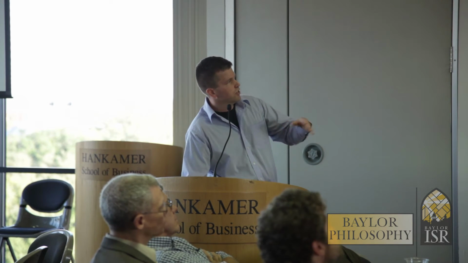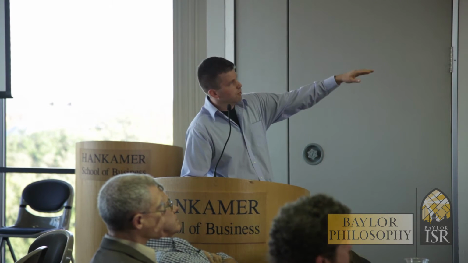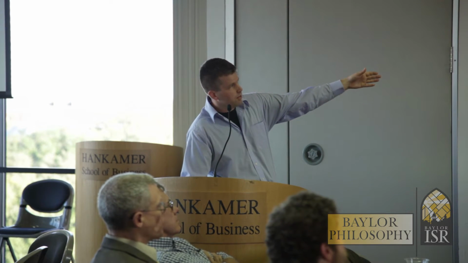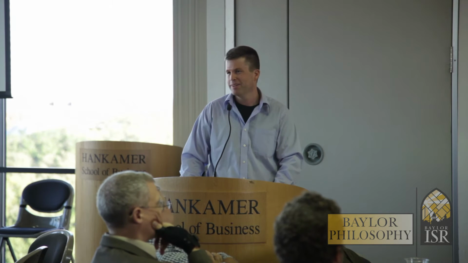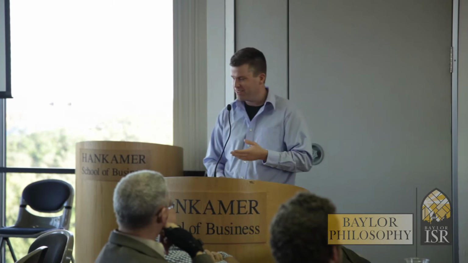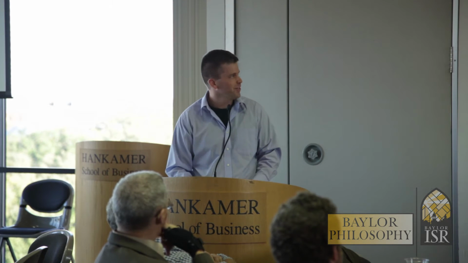Here's just another way to do it. If there are 5 independent arguments for theism, that's like the selection of 6.6 white balls. If there are 10, 33, and so forth. When I saw this, I thought it was sort of like an Abrahamic confirmation. Abraham is reasoning with God about whether he should destroy Sodom, and he says, what if there are 50 righteous people? Are you going to destroy it then? No. And Abraham realizes God can't even resist a Sorites argument.